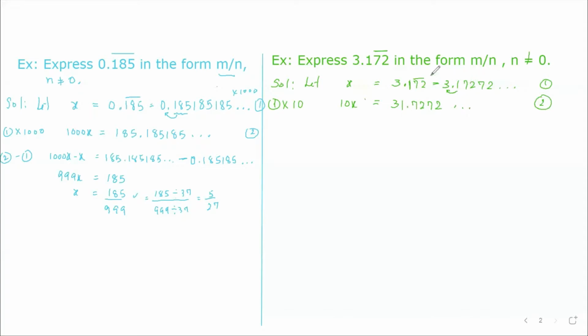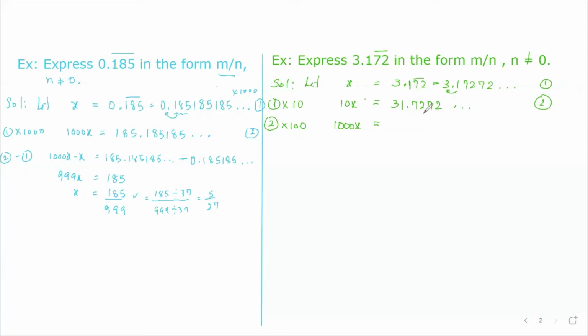So now the repeating part is 72, which is 2 digits, correct? So we multiply by 100. We take equation 2 and multiply by 100, because there are 2 digits here. Equation 2 is 10x times 100, so this is going to be 1,000x.